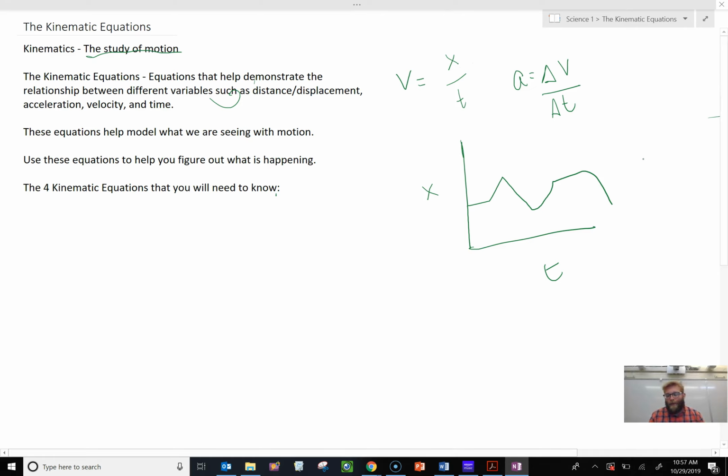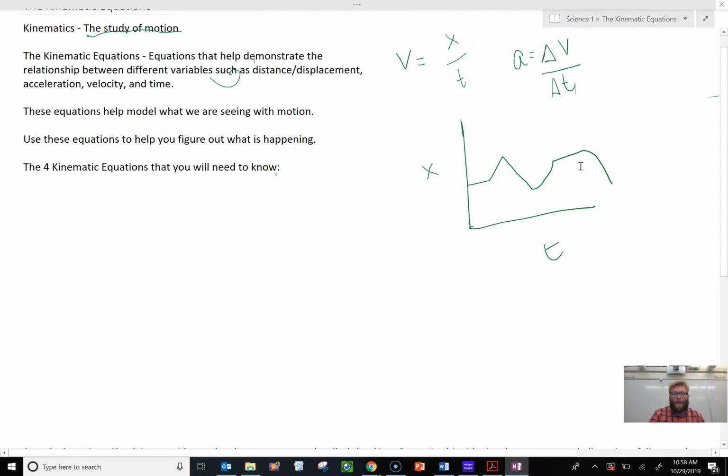Our goal today is to use them, figure out how to find variables that go into those equations, and then solve. Try to find the thing that we're interested in looking for. These equations help us model what we're seeing with motion, and we're going to use them to see what's happening. So what I'd like to do first is introduce to you what those equations are.